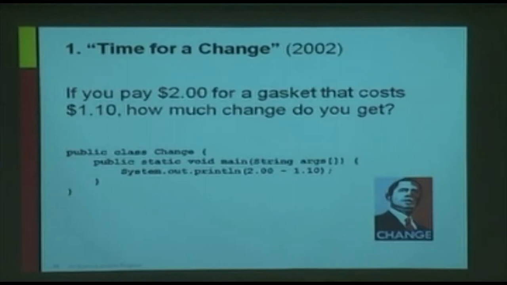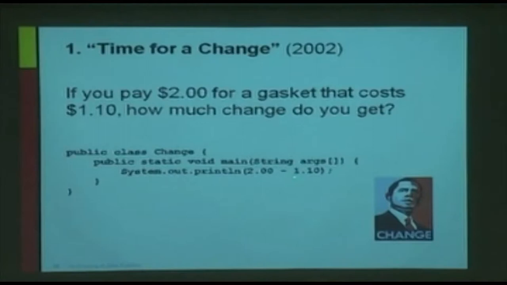I say, if you pay $2 for a gasket that costs $1.10, how much change do you get? And before you just scream 90 cents, remember, we're geeks. We don't just scream 90 cents, we write a program. So I've written a little Java program here to answer that puzzle. It says, System.out.println(2.00 - 1.10). So my question to you is, what does this print?